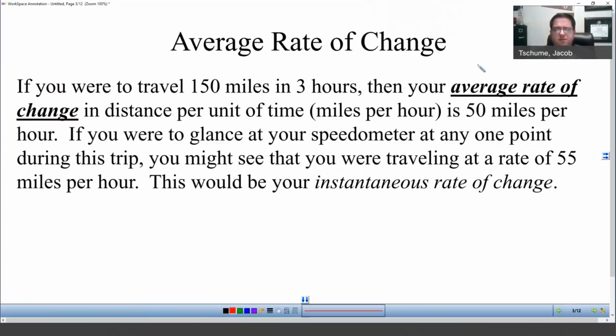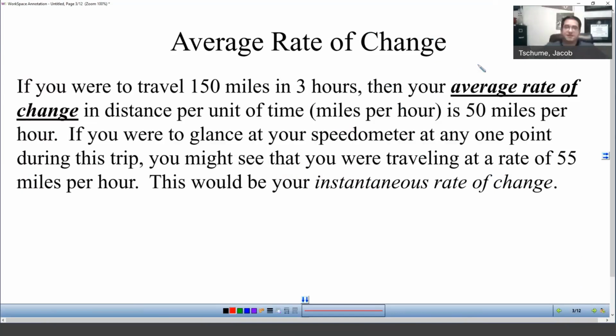So I hate just kind of jumping into a mathematical definition here. So I'm going to try to give it a very basic kind of a real world example here. If you were to travel 150 miles in 3 hours, then you could calculate that your average rate of change in distance per unit of time, or miles per hour, is 50 miles per hour. So you've probably been driving your car at some point. If you drove 150 miles in 3 hours, you go 50 miles an hour on average. Pretty easy to figure that out.